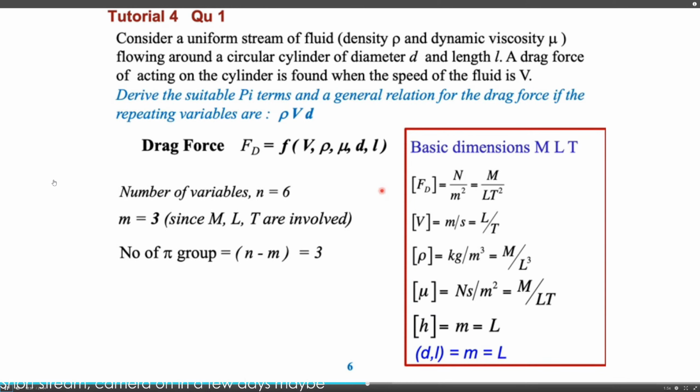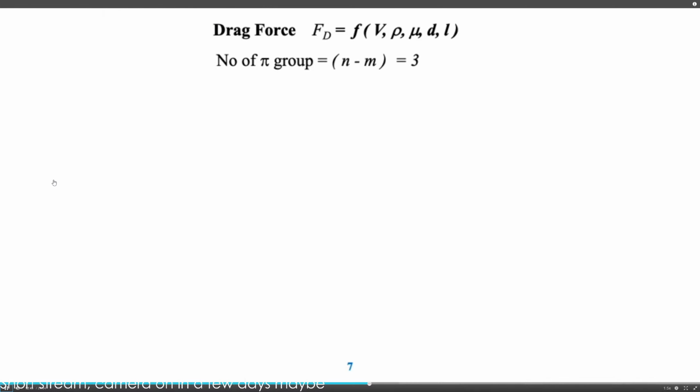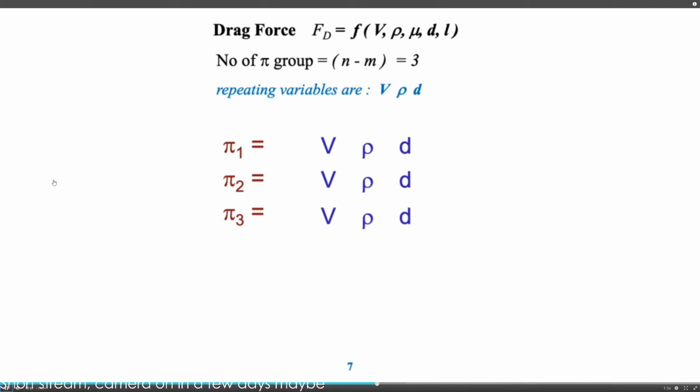So we're going to put the repeating variables into the 3 pi groups. We are going to develop 3 dimensionless groups, or 3 pi groups. These are the repeating variables, and we're going to raise them to the power a, b, c. The remaining variables that are not used as repeating variables, we're going to put them one at a time in the dimensionless group. So what you can see here is that you have all the variables: drag force, velocity, density, viscosity, diameter, and length.